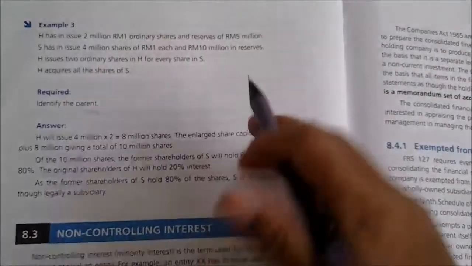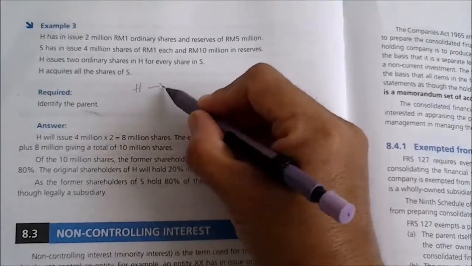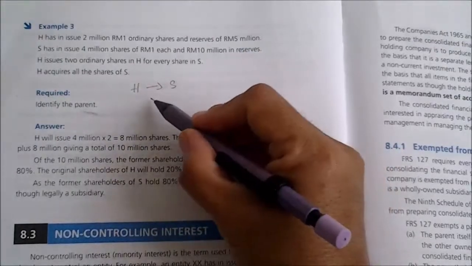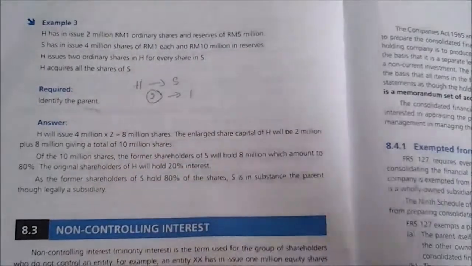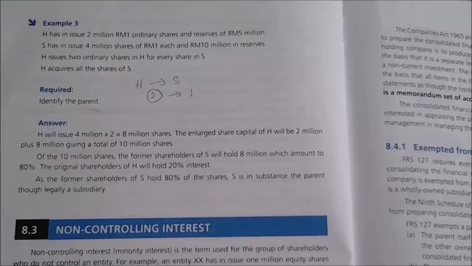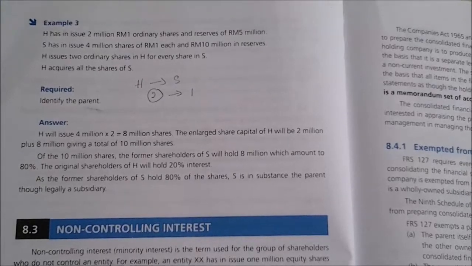So in other words, H gives to S 2 shares for every 1. Okay, 2 shares in H for every 1 share in S. Okay, so H acquires all the shares in S.